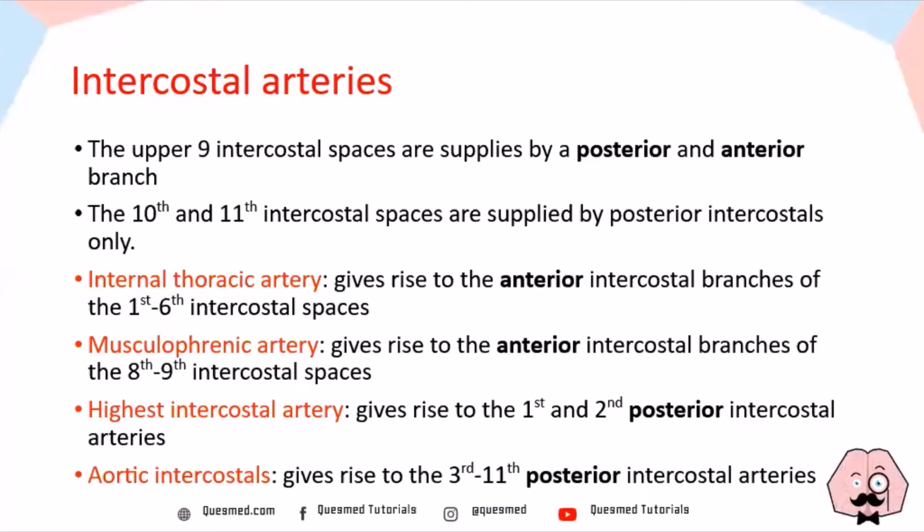Sorry, it should be 1 to 7 for the internal thoracic, and then your musculophrenic gives rise to your 8th and 9th. Your highest intercostal artery gives rise to the 1st and 2nd posterior intercostal arteries, and then the aorta gives rise to the 3rd to 11th posterior arteries. So these arteries come directly off the aorta laterally.